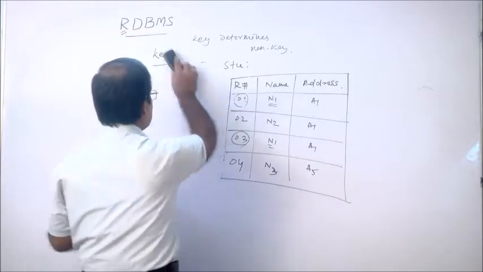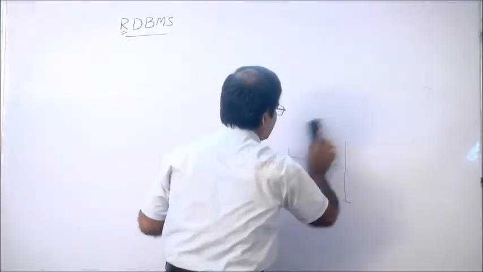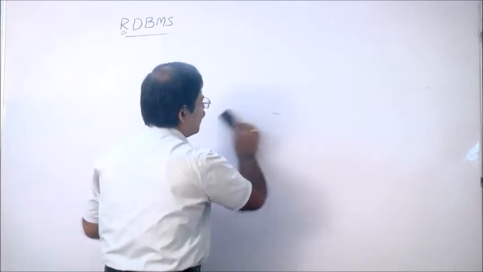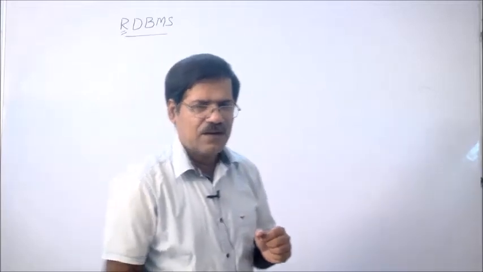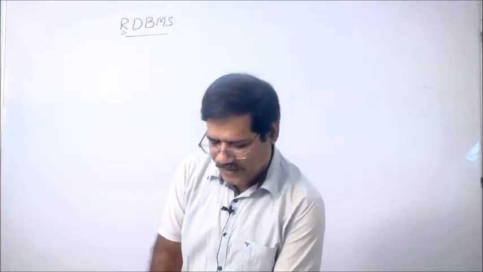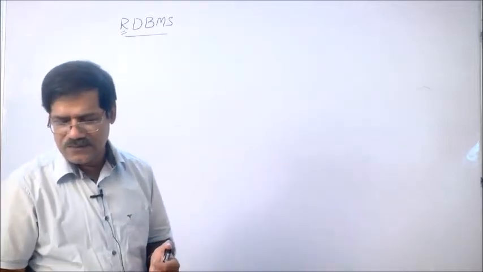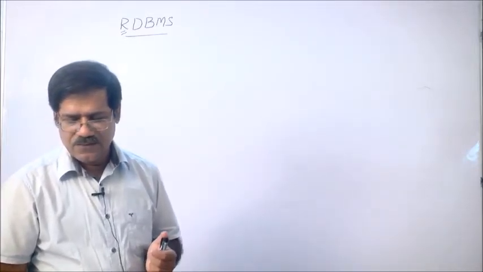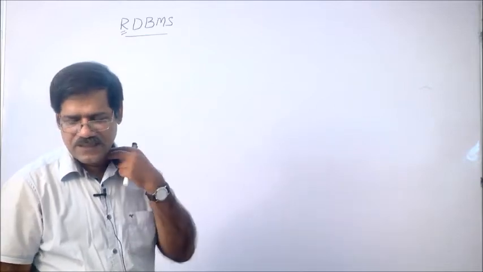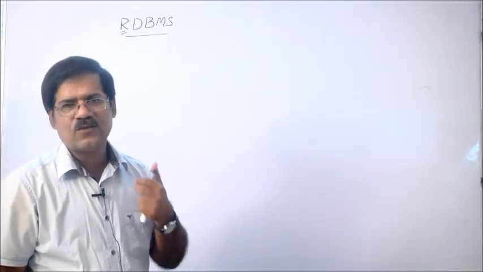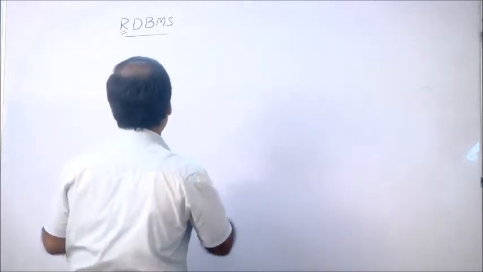But in some tables, where one key is not sufficient to determine all other non-keys, there we take multiple keys. That is called a candidate key. If one key is not sufficient to determine all other non-key values of a relation, we take more keys, and a combination of keys that uniquely determines the rows of a relation is called a candidate key.